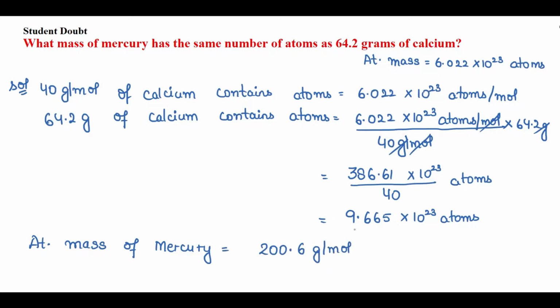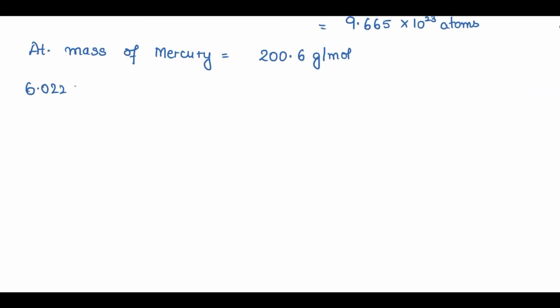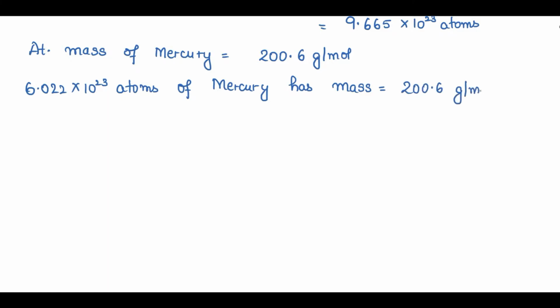Now I'll apply the unitary method over here. So you can write 6.022 into 10 raised to power 23 atoms of mercury has mass equal to 200.6 gram per mole. You'll write mole over here so that I can cancel mole inverse with this mole inverse, right?